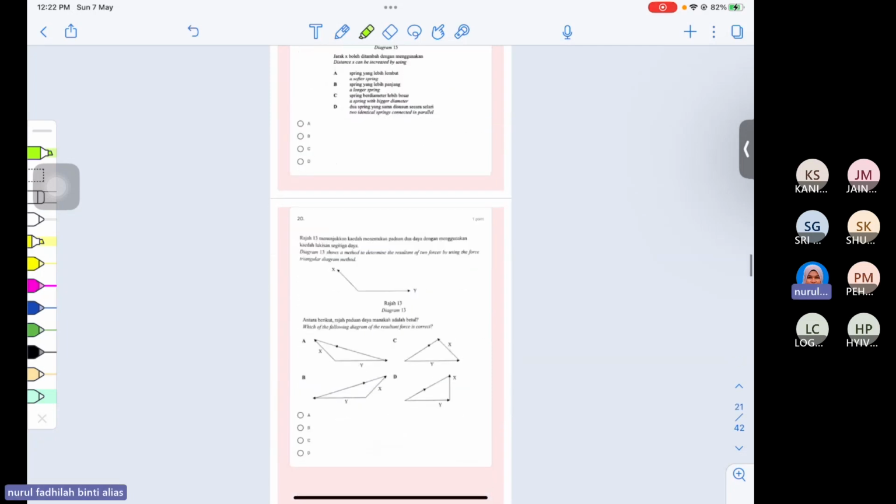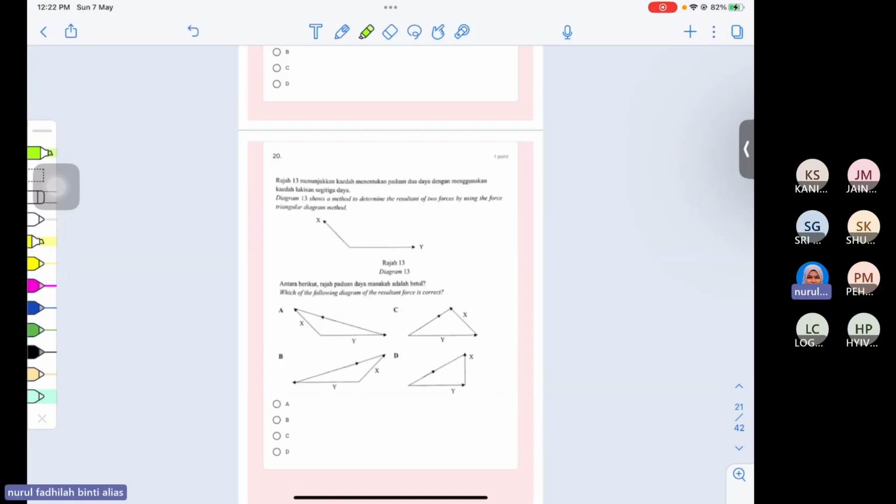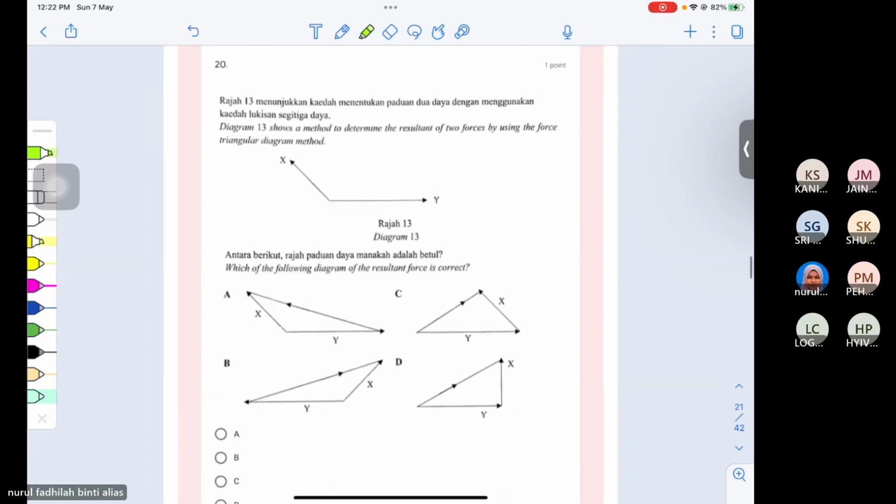Okay, next. Okay, number 20. You guys are sitting together ataupun masing-masing at your own place? Masing-masing at our own place. Okay, number 2. Number 2 pula. Number 20. What's the answer? Very quickly. Cepat.